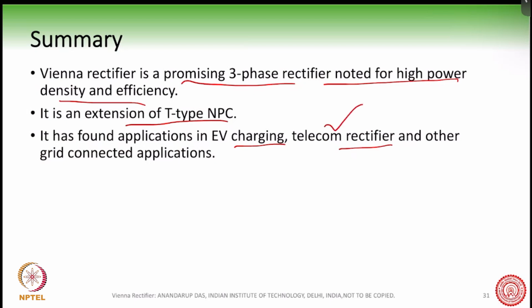In particular, for telecom rectifiers, there are a lot that are commercially produced by different manufacturers. You can search on the internet. Telecom rectifiers, Vienna rectifiers are frequently used.